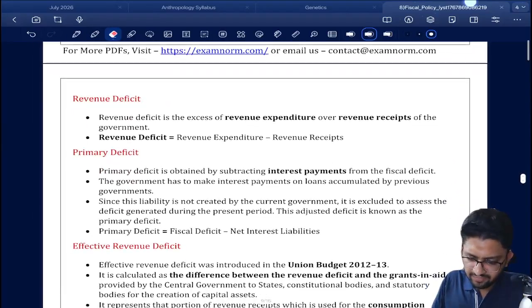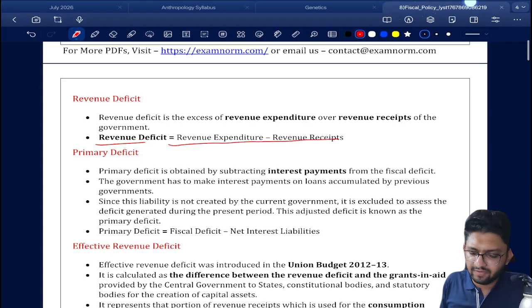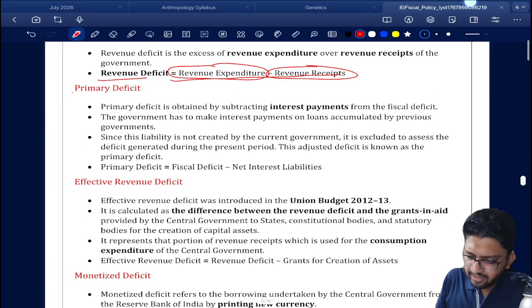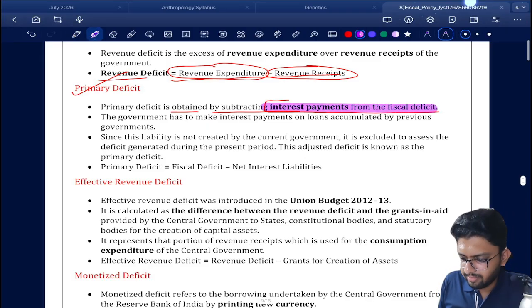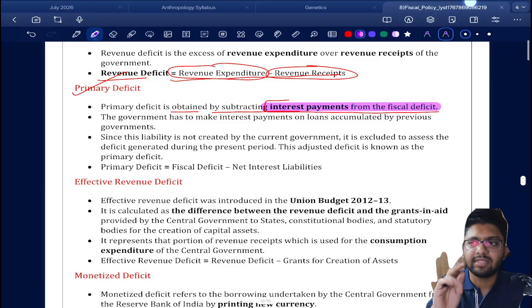Then we have revenue deficit. Revenue deficit is revenue expenditure minus revenue receipts. I have explained these two concepts earlier. Then primary deficit. Primary deficit is obtained by subtracting interest payments from the fiscal deficit. This is important, primary deficit. So there are concepts like budget deficit, primary deficit. You need to be well versed with these concepts.